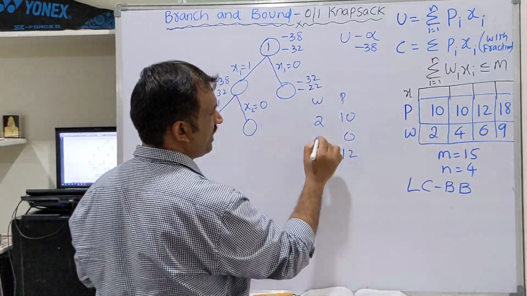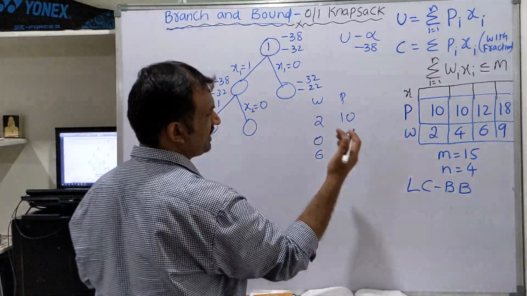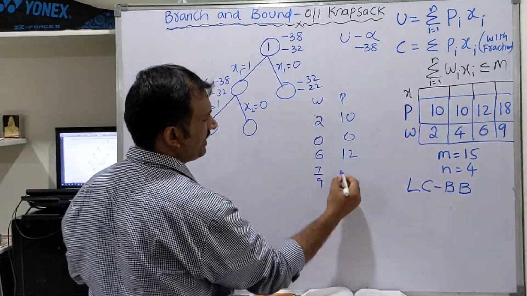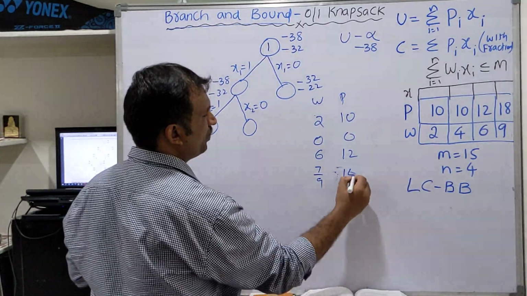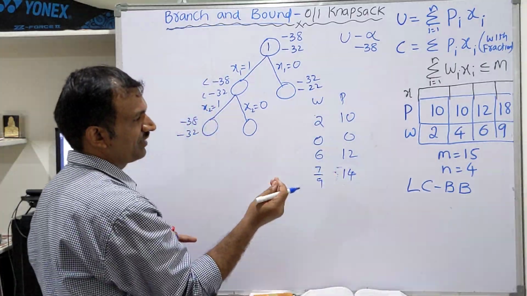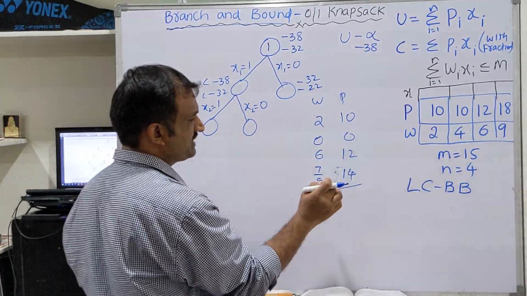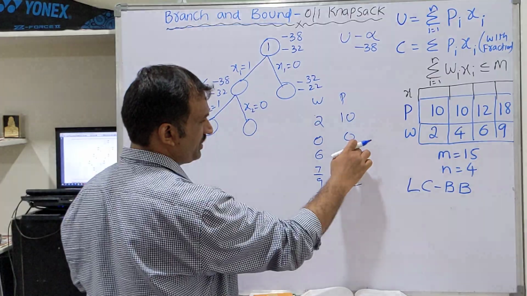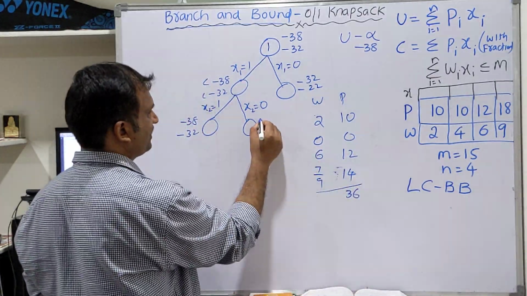Now we have already completed 8. Then remaining is 15 minus 8. The remaining 7 we have to fill, because 9 we cannot fill. That is 7 by 9 into 18, so that is nothing but 14. Are we clear? So we will fill like this. The first weight is considered, second weight is not considered. 2 plus 6, 8 plus 7, 15. So 10 plus 12, 22, plus 14, 36 is the profit.